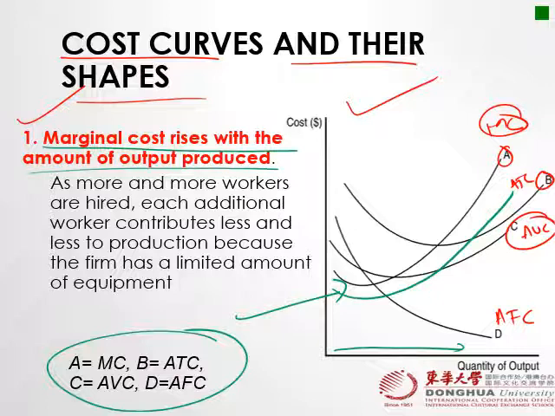So let's start from one objective that we learned from our cost of production, that marginal cost rises with the amount of output produced. So as long as you produce more, marginal cost starts rising, right? So here is the answer, which one is marginal cost, which one is average total cost, average variable cost, and average fixed cost. Let's move further.